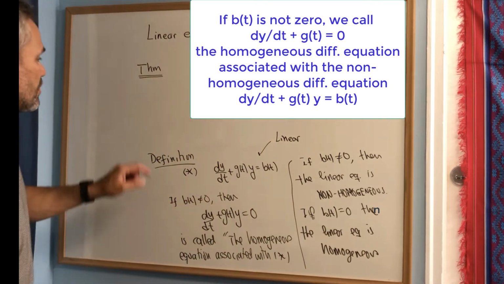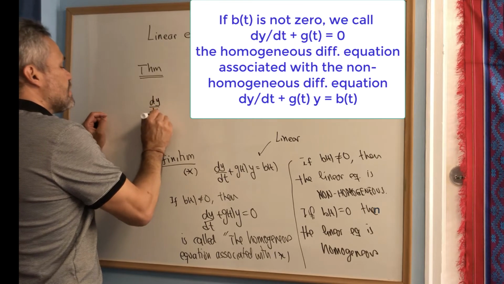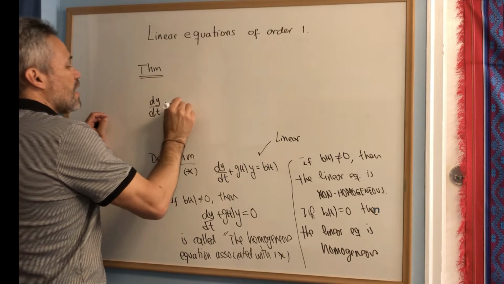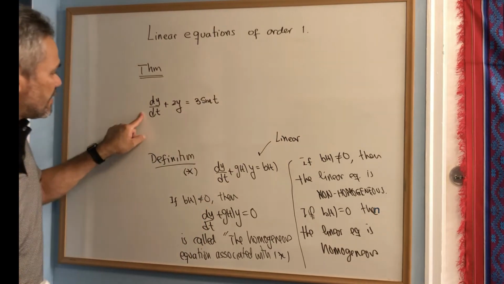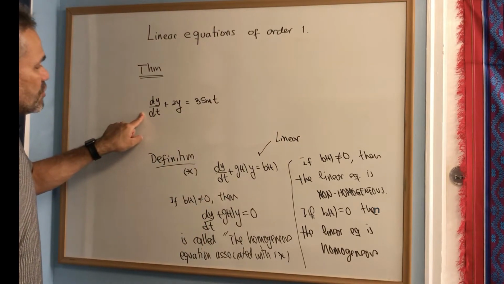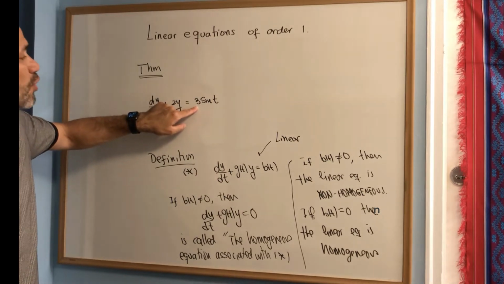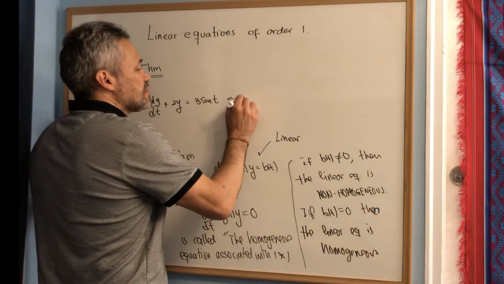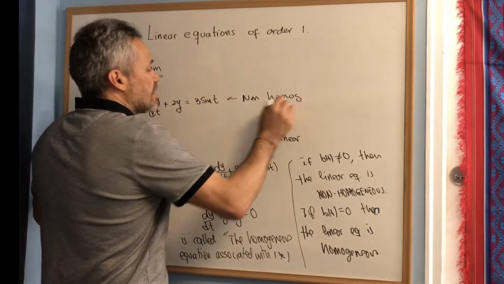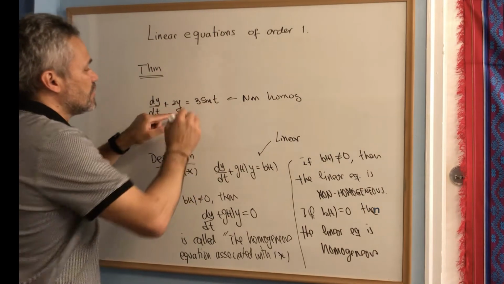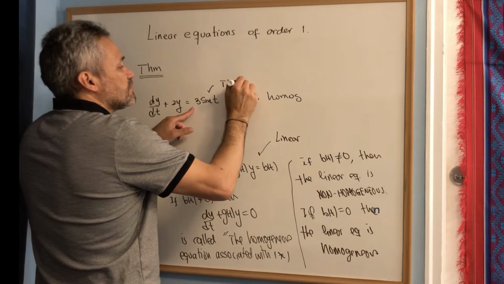Let me do some examples. If I have dy/dt plus 2y equals 3 sine of t, this is linear. And is it homogeneous or not? We see that the b of t is different from 0, then this is non-homogeneous, right? By the way, this part here, when it's non-homogeneous, is called the non-homogeneous part.